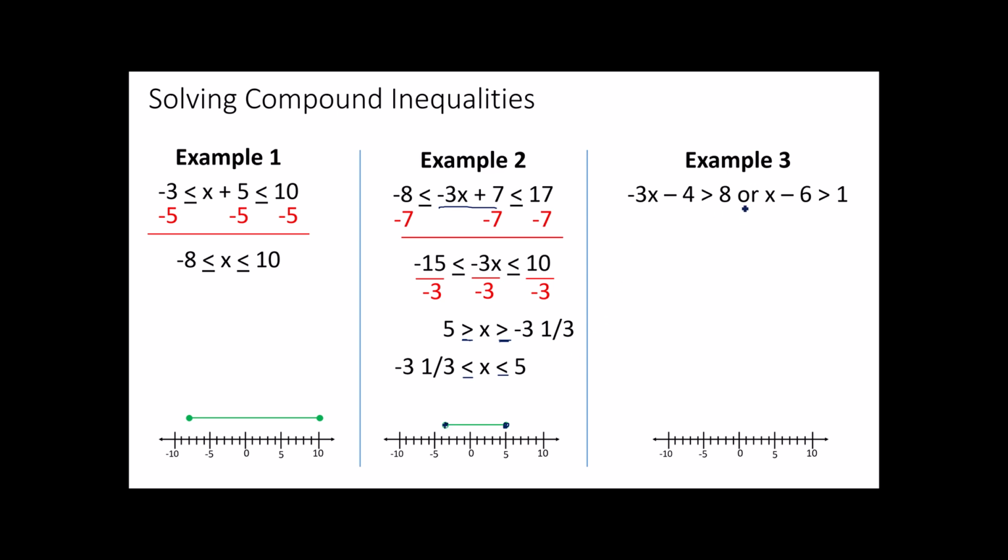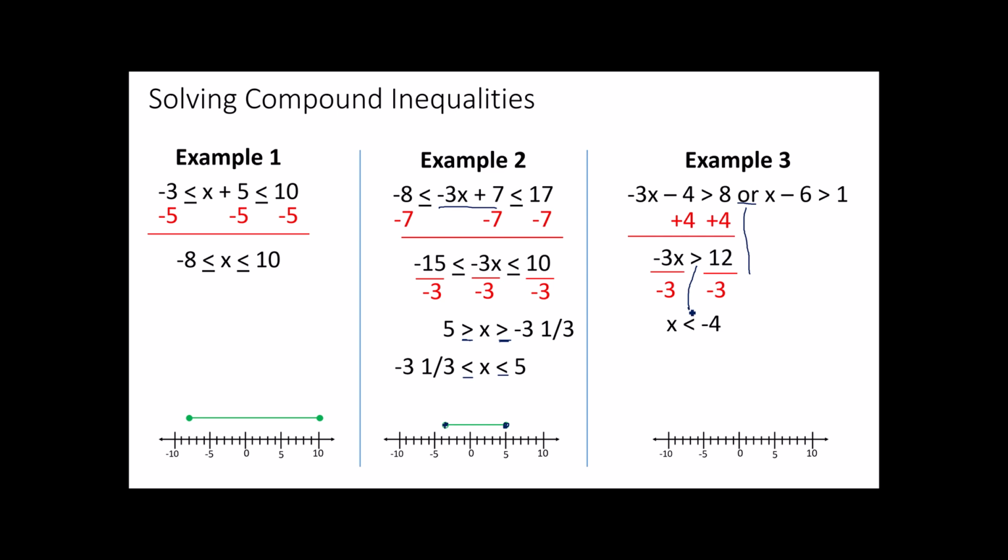Last example over here, I'm using the word or. Ors cannot be written using that abbreviated technique. You have to list those separately. It's actually pretty easy. You just solve each of them separately and then at the end stick your word or in. So I'm going to solve this inequality on the left, add 4 to both sides, divide both sides by negative 3. Don't forget, when you divide by a negative, you have to flip your sign.